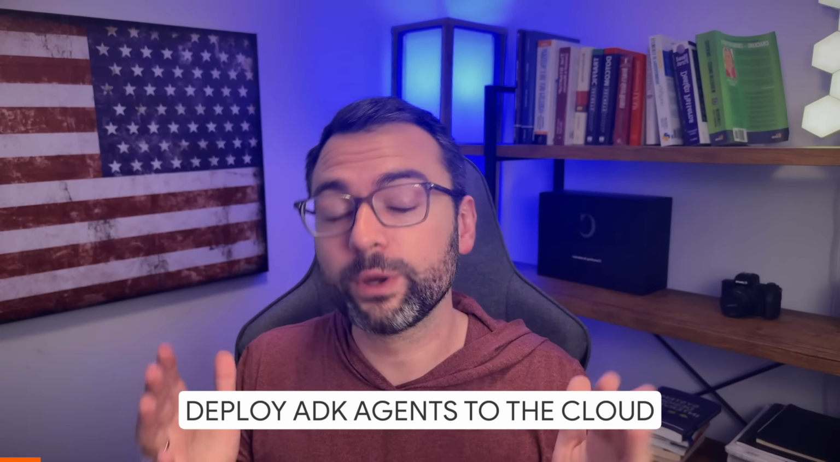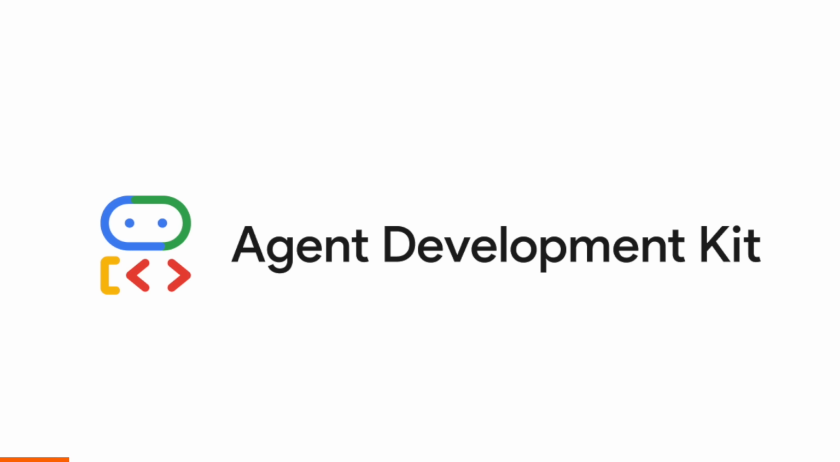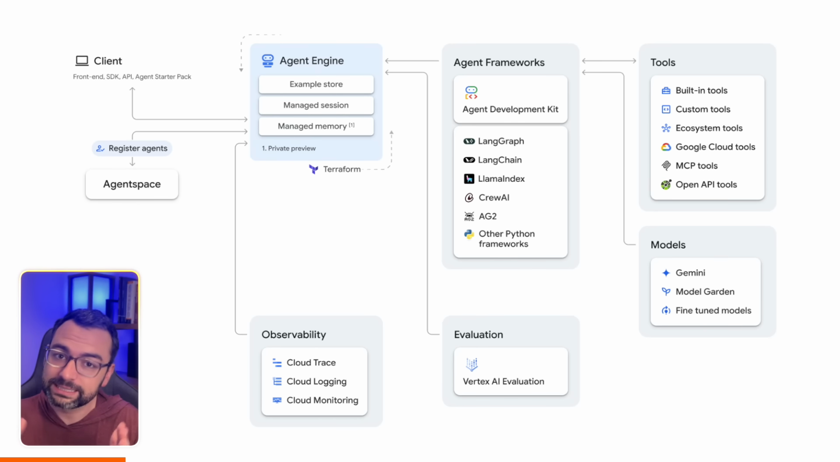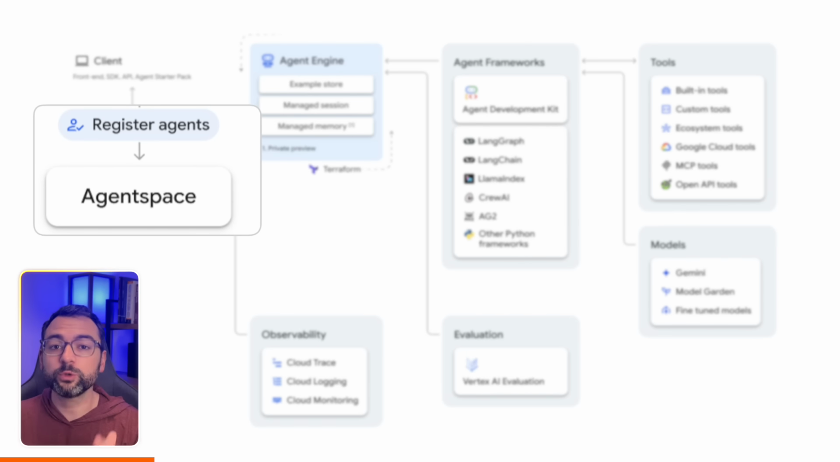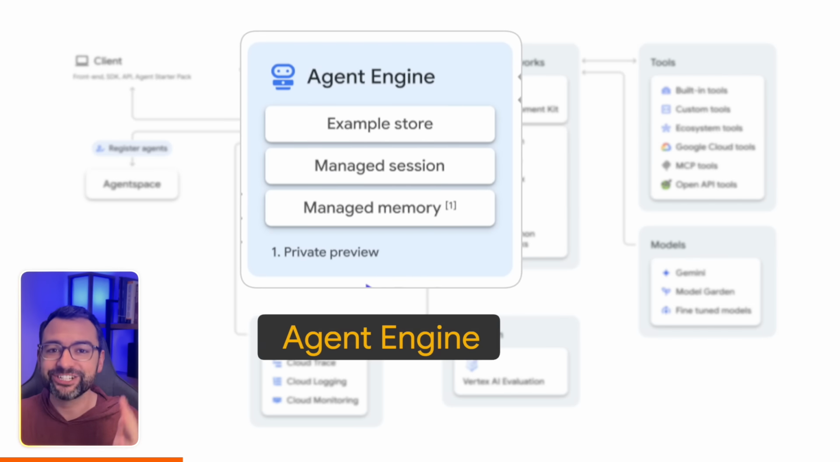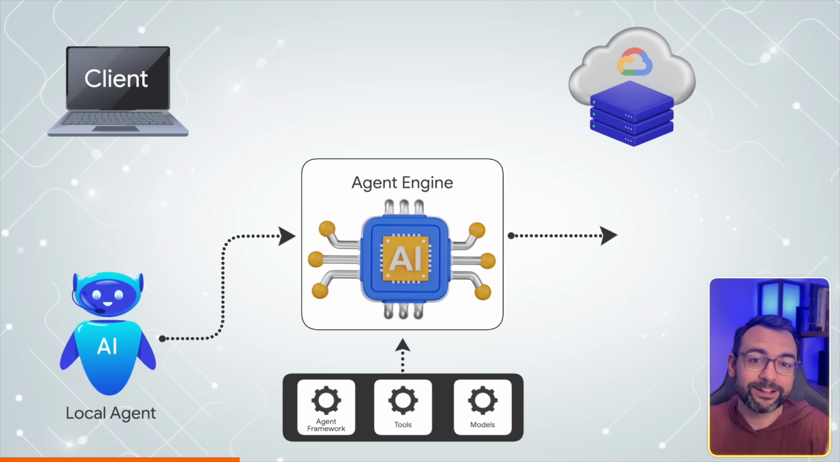Hey guys, in today's video, I'm going to show you how you can deploy agents from Google's new Agent Development Kit to the cloud. More specifically, I'm going to walk you through the full process of deploying your agents to Google's agent deployment service called Agent Engine. And by the end of this video, you'll have your first agent deployed to the cloud, ready to respond to your real world requests.